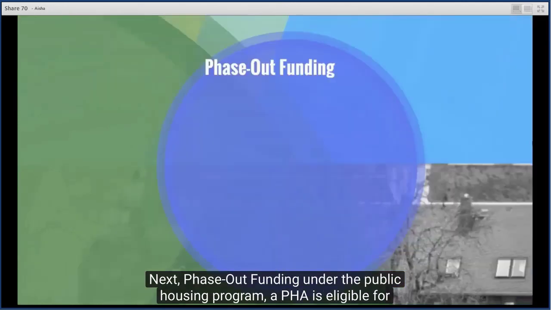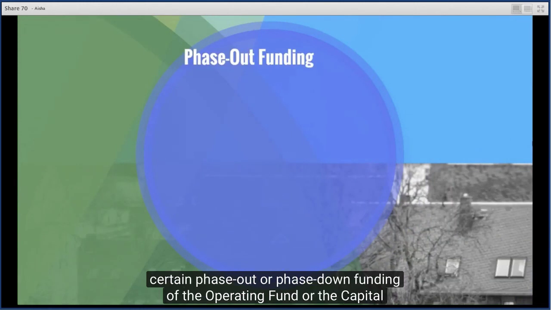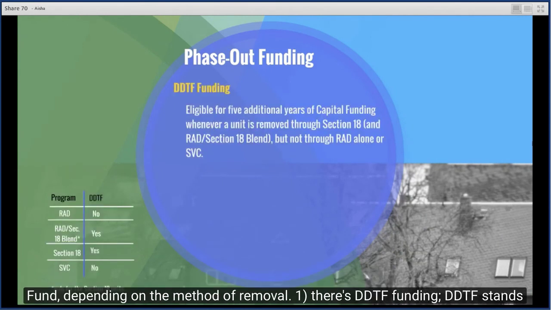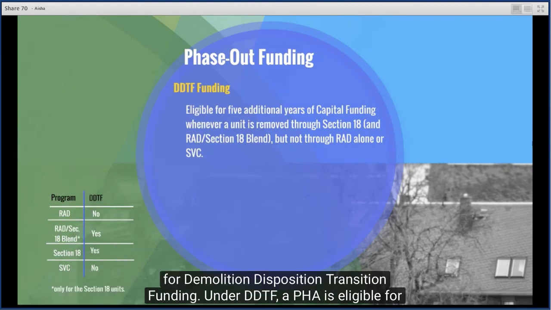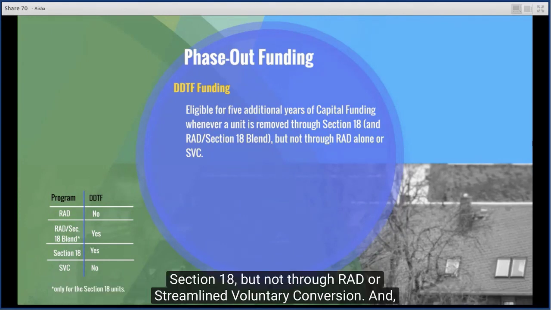Next, phase-out funding. Under the public housing program, a PHA is eligible for certain phase-out or phase-down funding of the operating fund or the capital fund, depending on the method of removal. First, there's DDTF funding. DDTF stands for Demolition, Disposition, Transition funding. Under DDTF, a PHA is eligible for 5 additional years of capital funding whenever a unit is removed through Section 18, but not through RAD or Streamlined Voluntary Conversion.